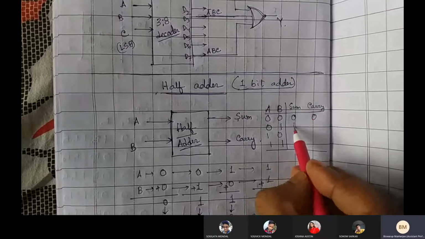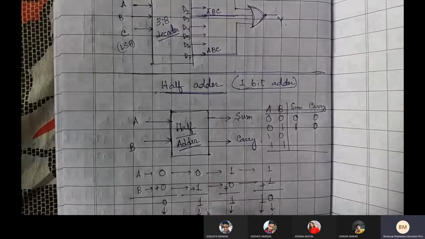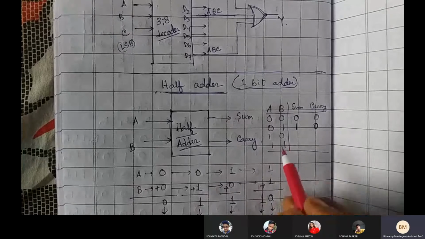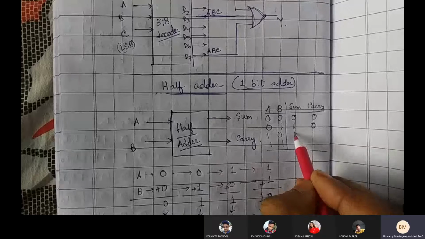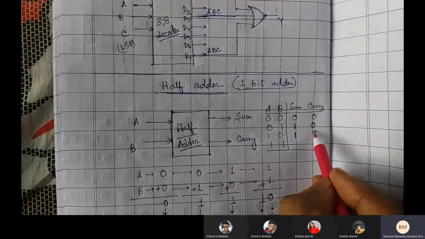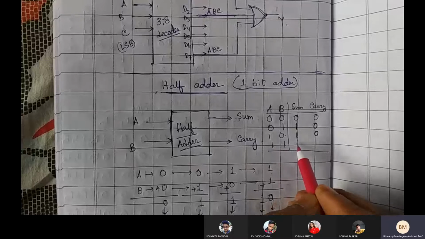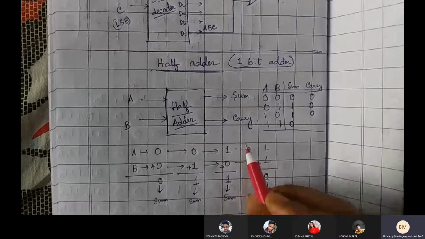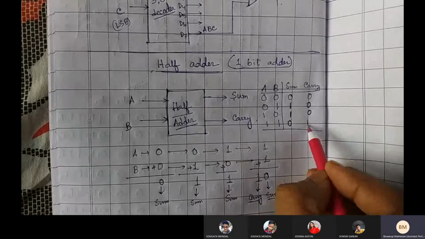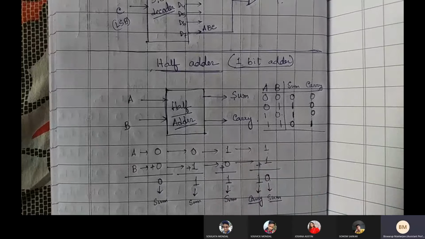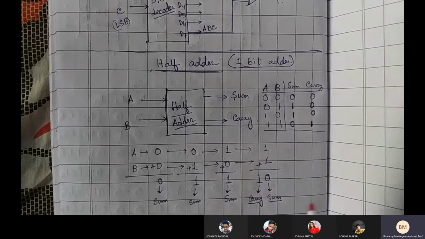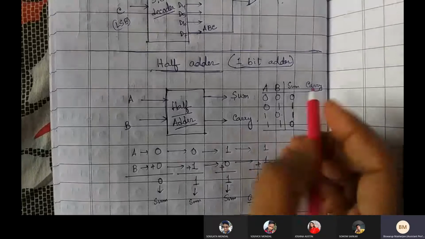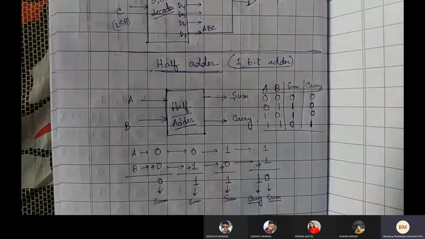Similarly, 0, 1, so sum is 1, carry is 0. Because we have found 0 plus 1 is 1, which is sum. No carry means 0 carry. 1 plus 0 also has the sum value 1, but no carry, right? And the last one, 1, 1, has the sum value 0, but the carry value is 1, right? So this is the truth table for a half adder. This half adder contains 2 inputs, 2 outputs. Now, obviously, 2 outputs require 2 Boolean functions. 2 Boolean functions will be created.